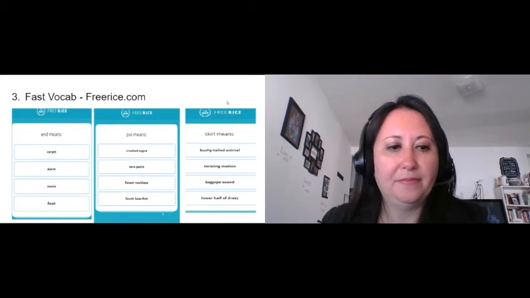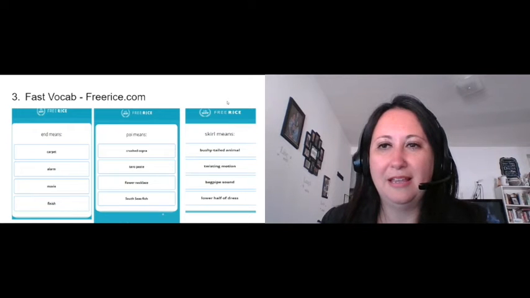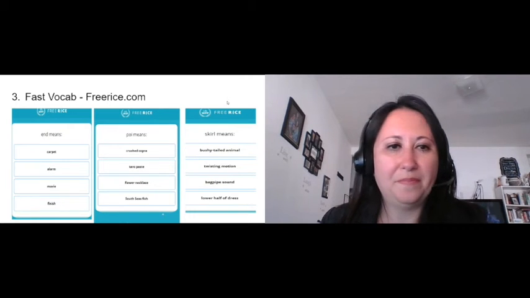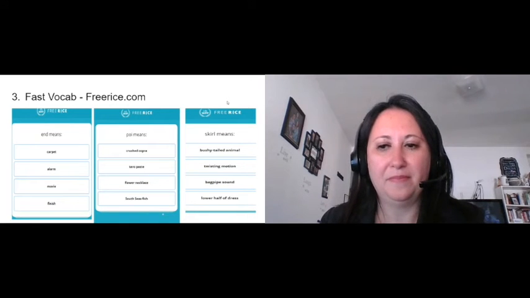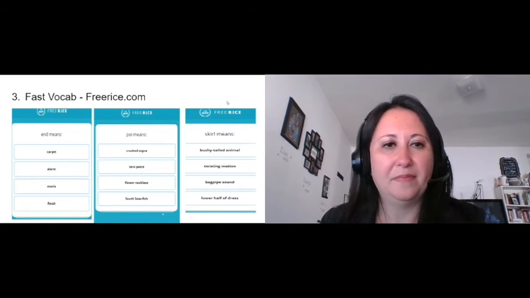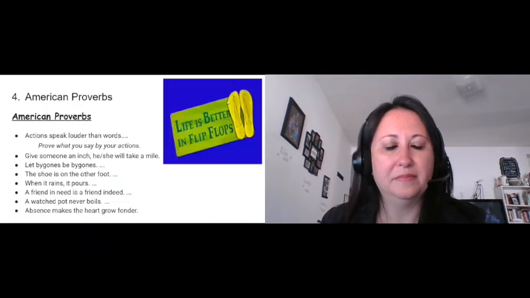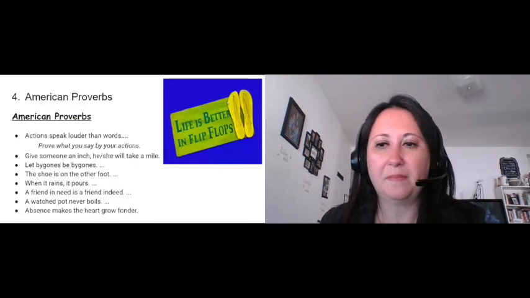That is perfect, because I want someone to read this. I can read the first proverb here. Let me remind you that this is, again, something that we want to have our students read and think about and try to figure out, but then also share proverbs from their own language or culture. Actions speak louder than words. And in my own words, I would say, prove what you say by your actions. So can someone read the second one and say what they think that means?